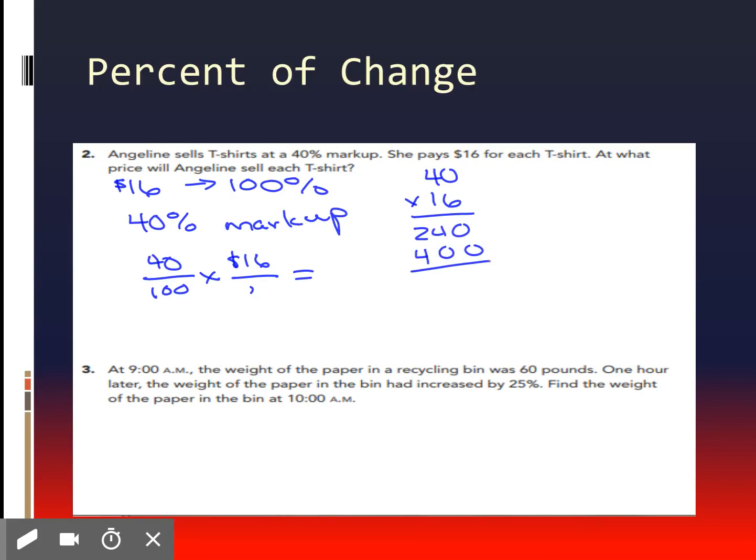Would be 640. So 640 over 100, I cancel out a 0, and 64 divided by 10. Because I have 1 zero, I'm just going to take my decimal and move it over, is 6.4. That's our final answer. So the markup is $6.40.